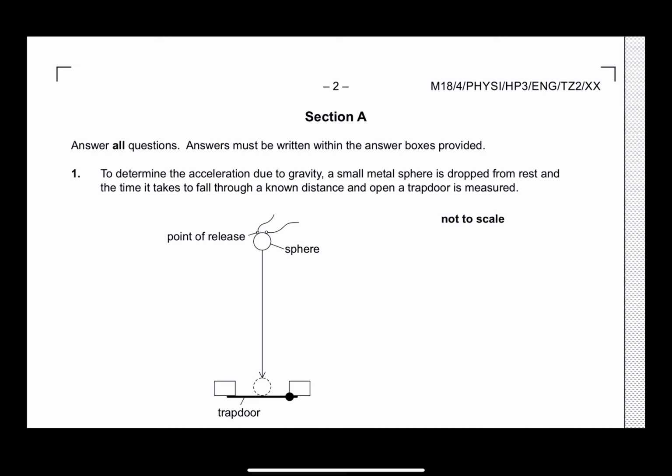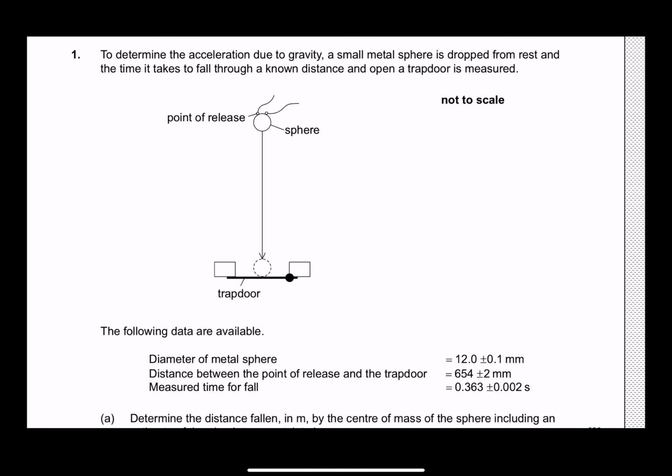We're talking about dropping a ball to determine the acceleration due to gravity. Things that we know: it's a metal sphere, dropped from rest, and the time is measured. We also know the diameter of the metal sphere, that's given right here. We know the distance between the point of release, which is up here, and the trapdoor itself, which is down here. That's given. And then we measure the time for fall.